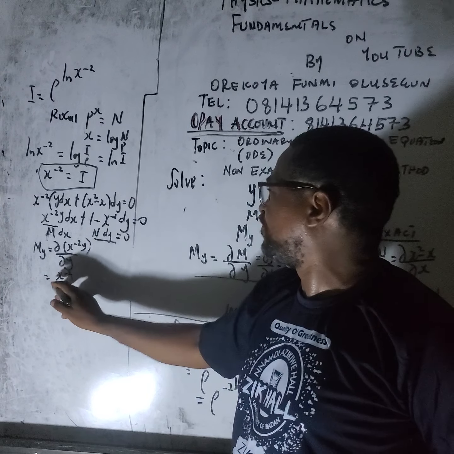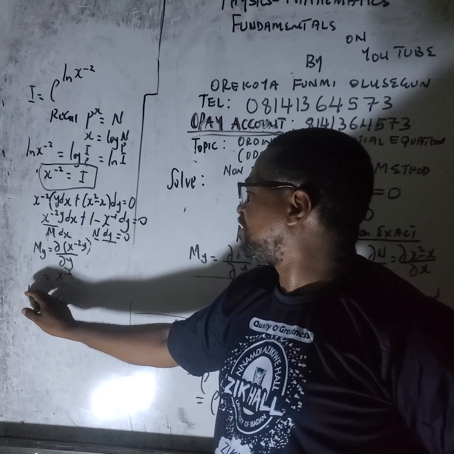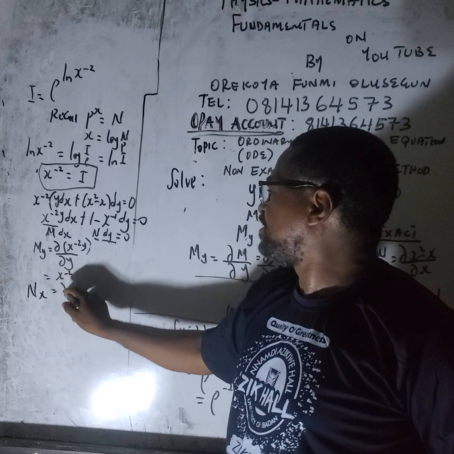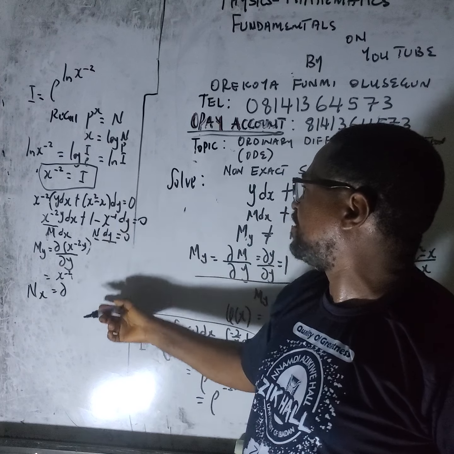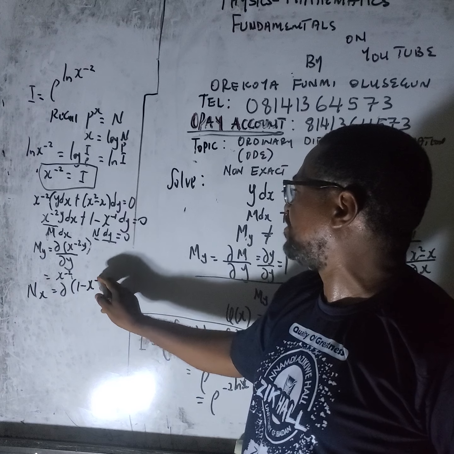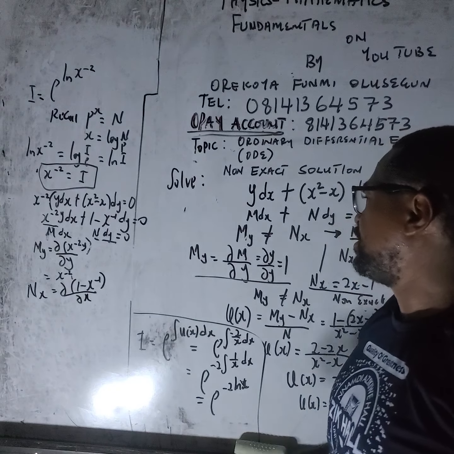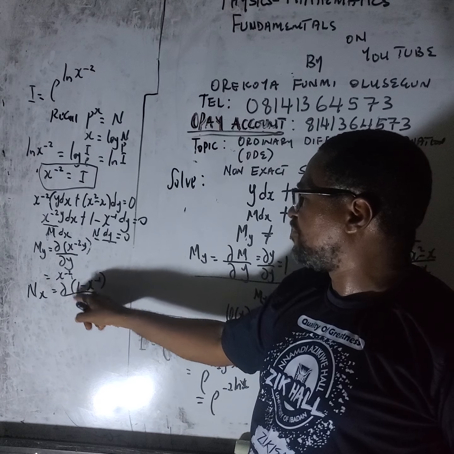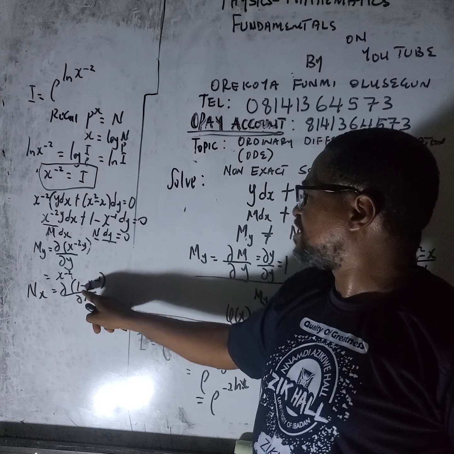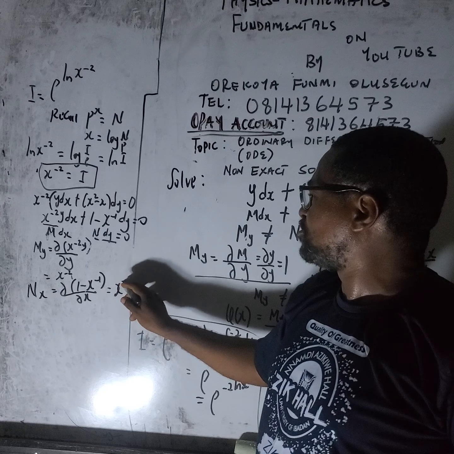Now let me check for the partial derivative of n. So when we take the partial derivative of n with respect to x this time around, it is going to be delta of n. Our n now is what we have here, 1 minus x raised to power minus 1, with respect to delta x. Now, differentiation of a constant gives us 0. So, differentiation of this one now, we have minus 1 times 1 gives us plus. So, it's going to be x, then minus 1, that's also minus 2.